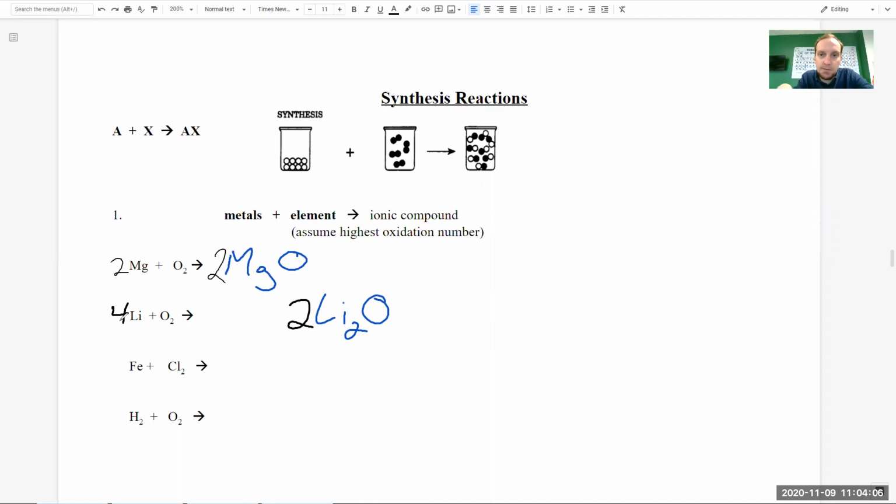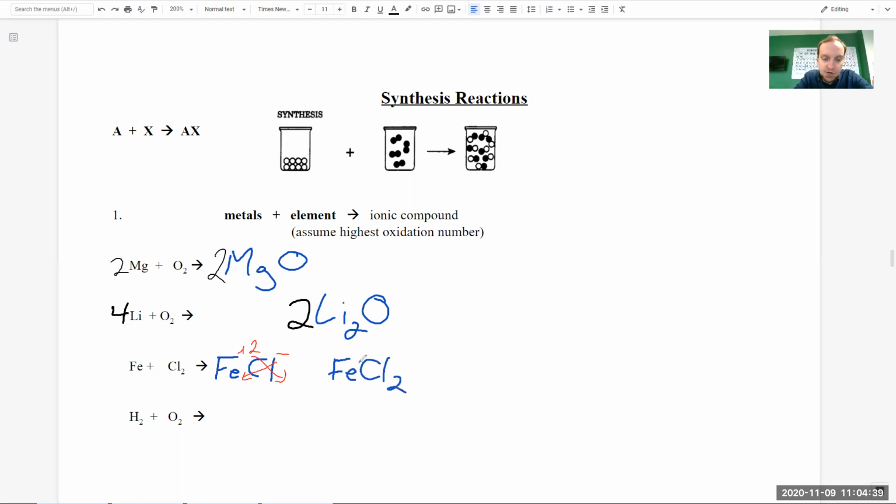Iron plus chlorine. Iron plus chlorine is going to give me iron and chlorine. They're not giving me the charge of the iron. So I'm going to guess it's a +2. I'm going to make an educated guess that this is a +2, and that's a -1. So that's going to go down there. That's going to go down there. So the final compound for this, if iron is in fact a +2, would be FeCl2.